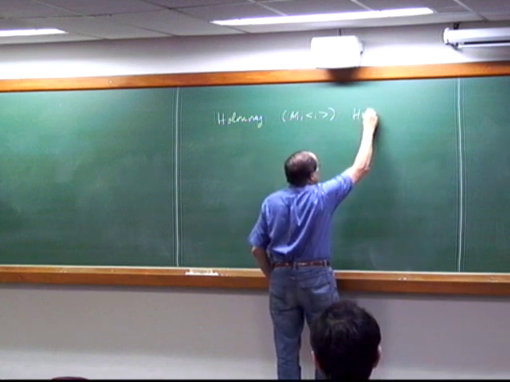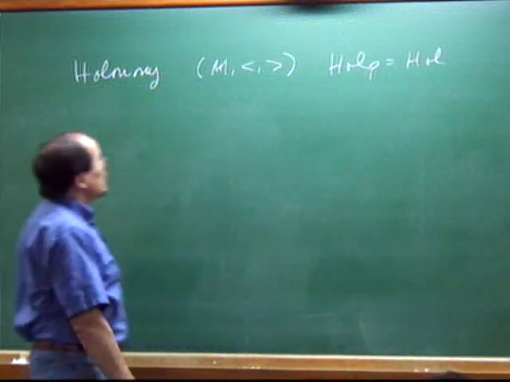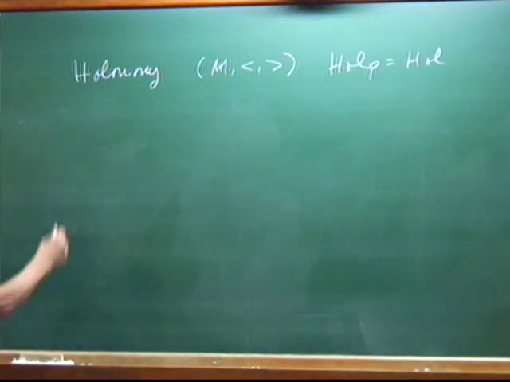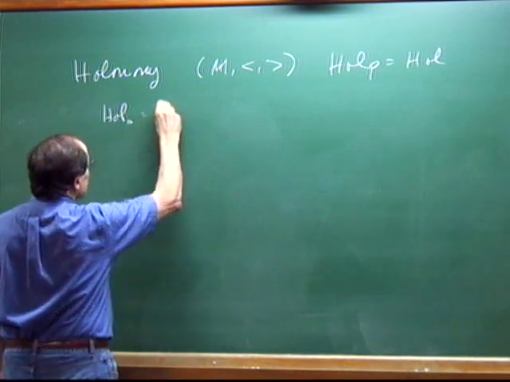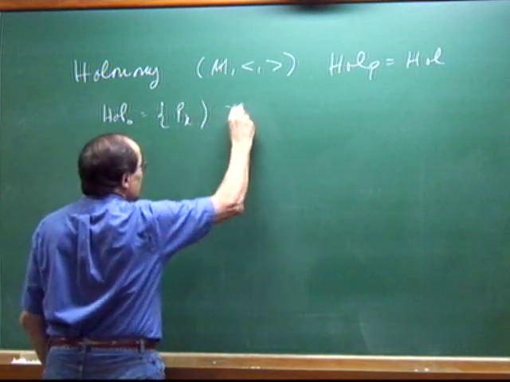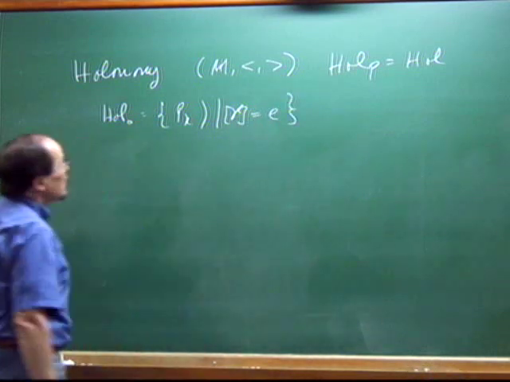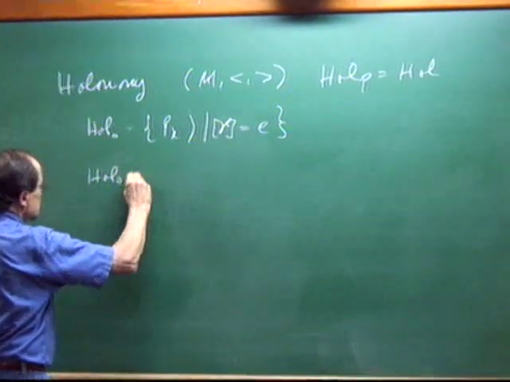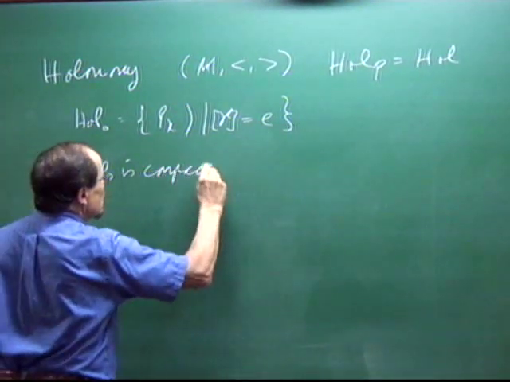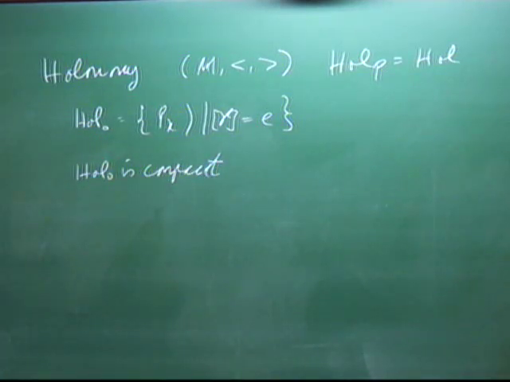Then we have the group Hol_p, the holonomy group at the point P, of all parallel translations around paths that start and end at P. And Hol_0 was the set of all parallel translations where gamma was null-homotopic. Then Hol_0 was also compact. But not necessarily the whole holonomy group, but we're usually just interested in Hol_0 anyway. Hol_0 is compact.